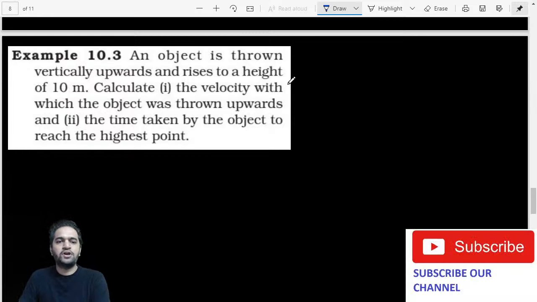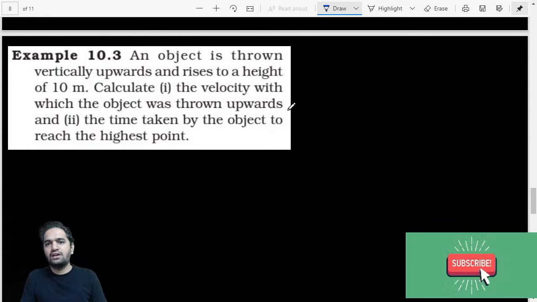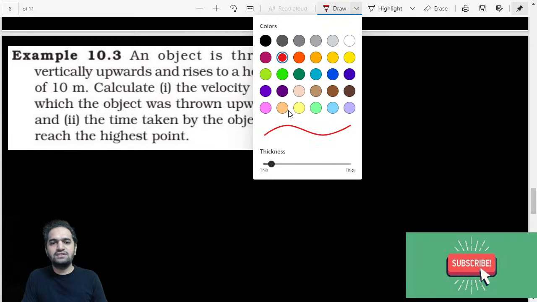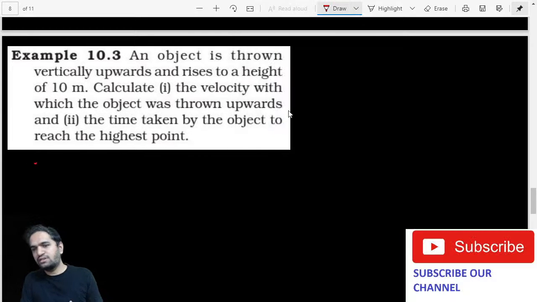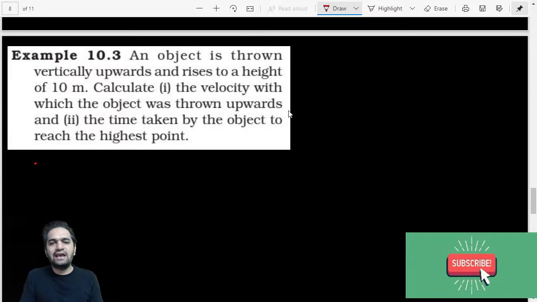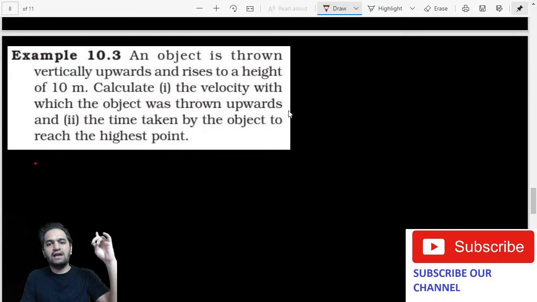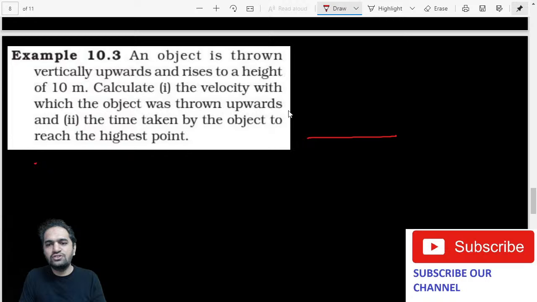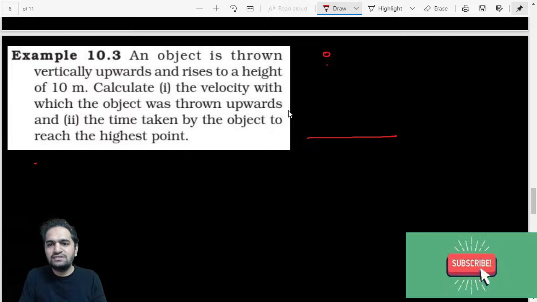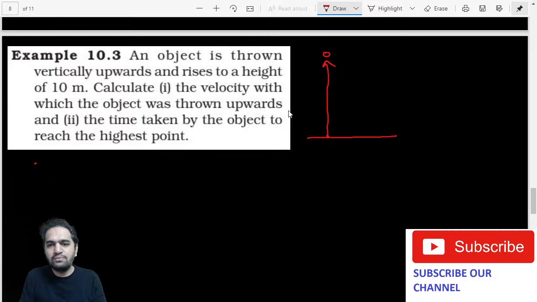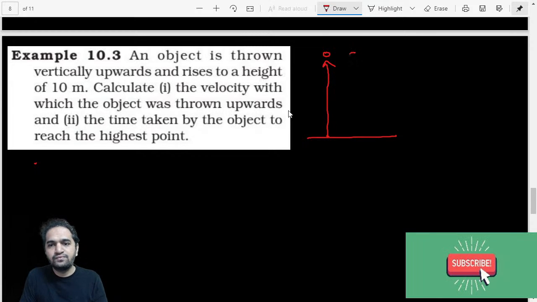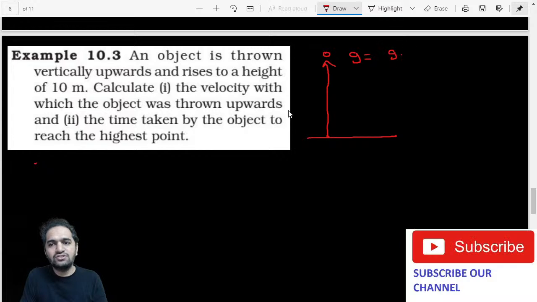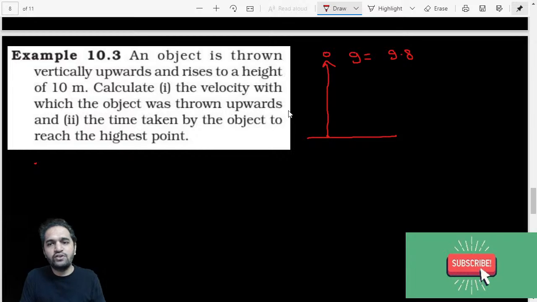Now let us talk about example number 10.3. Let us see what has been given, and then we will try to solve this. In this question they have said an object is thrown vertically upward and it rises to a height of 10 meters. So basically this is your ground. An object has been thrown vertically upwards, right? Can you tell me what the value of g would be? g would be 9.8. That is not going to change. They have not asked us to take any default value of g, so you can take 9.8.